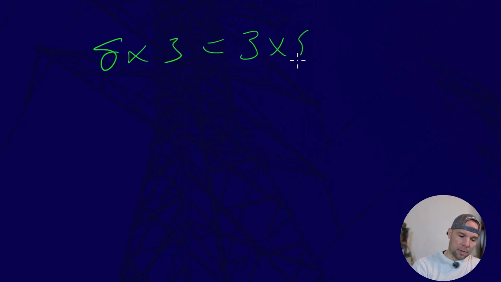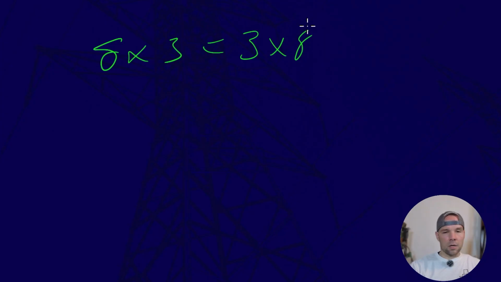Now for the laws for multiplication, you have the commutative law. So the numbers can be multiplied in any order, and the result will be the same. For example, 8 times 3 is the same as 3 times 8. Doesn't matter the order for multiplication.